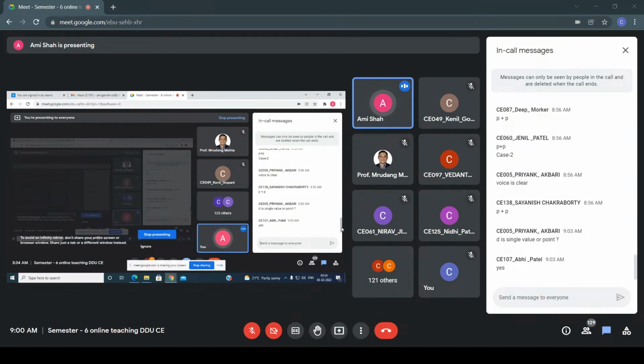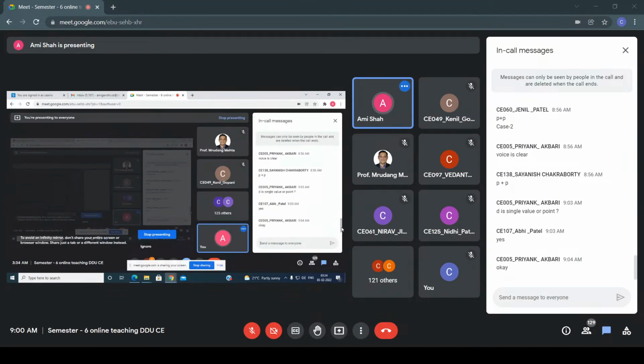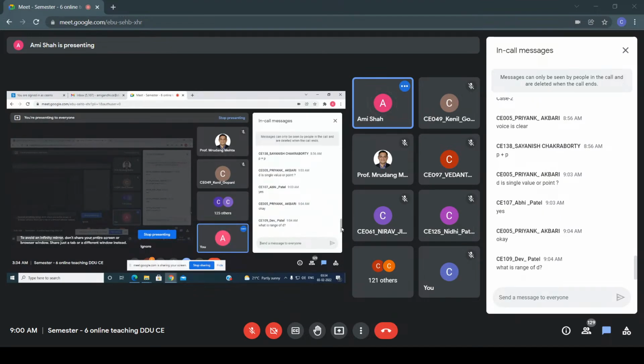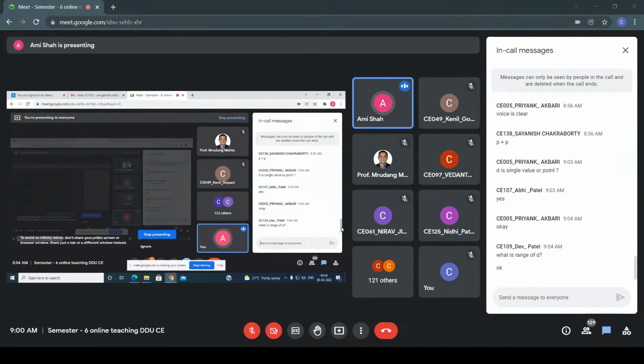It's a single value. It's not a point, Priyank. Okay. Other students, is it clear to you all up to this in key generation? See, any value you can take, Dev. Any value you can take.